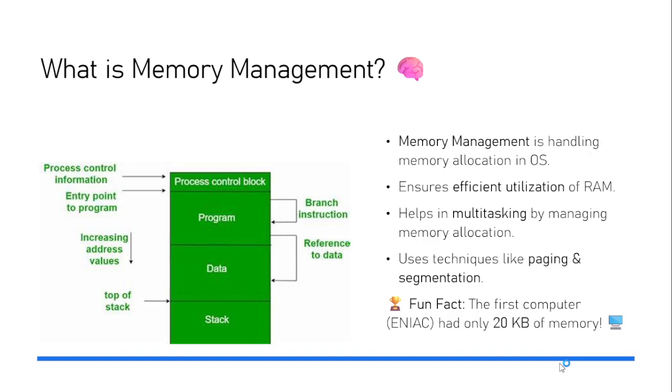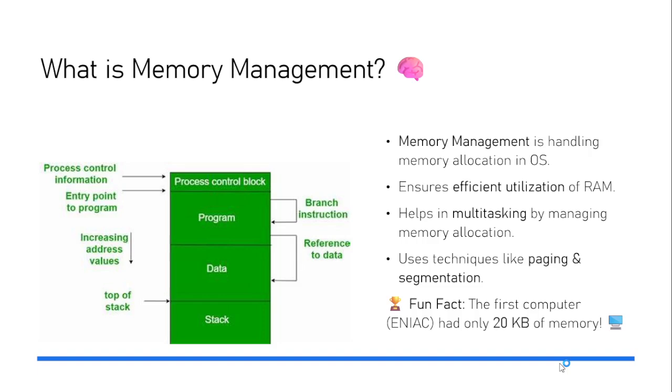What is memory management? So memory management is the process of handling memory allocations in an operating system. It ensures efficient utilization of RAM, allowing our systems to run multiple programs without crashing. Think of it like a smart organizer that keeps track of what data goes where.